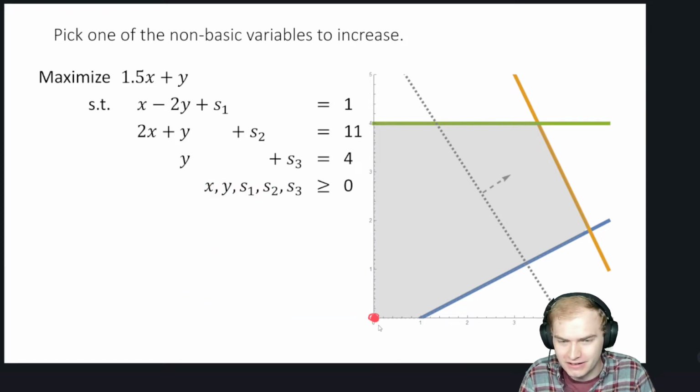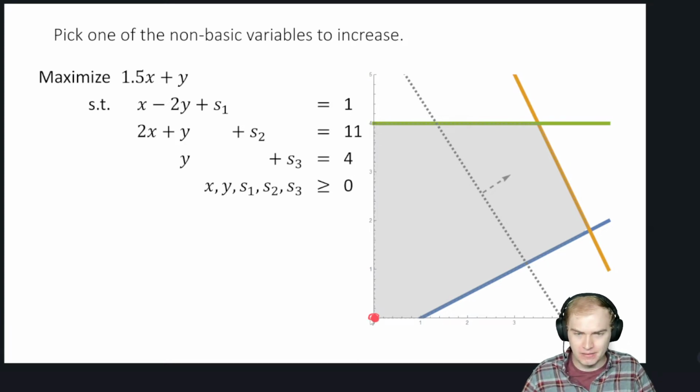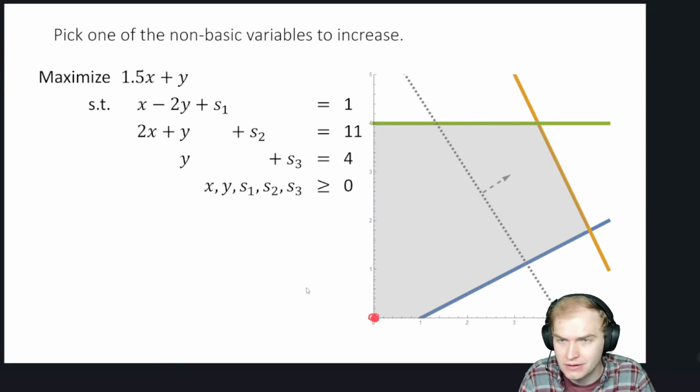So we want to change our solution. We want to look at a different extreme point and compare the objective function value at that point. And we're going to do that by changing the basis. Notice that 0, 0, we had a basis, and that 0, 0 is an extreme point because we have non-negativity constraints. So it is the sort of intersection of two non-negativity constraints.